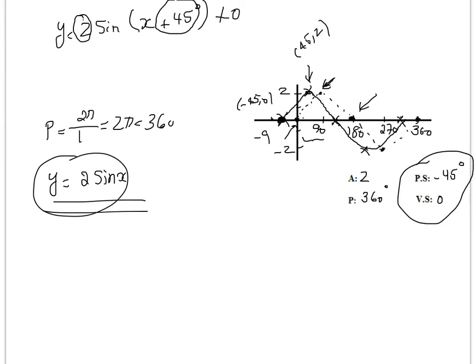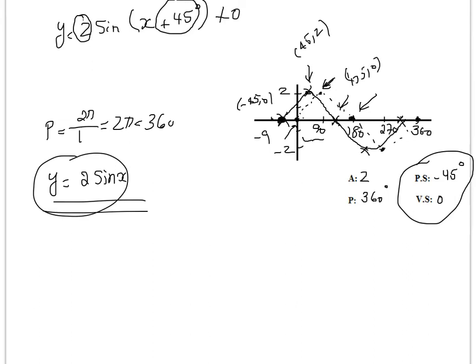Let's look at this point. What was the coordinate here? This coordinate was 180 and 0. Now if I move 45 to the left, the coordinate becomes what? 135. So this one becomes 135 and 0.